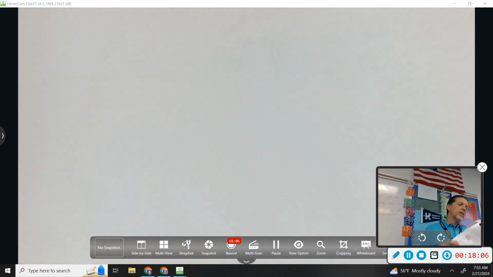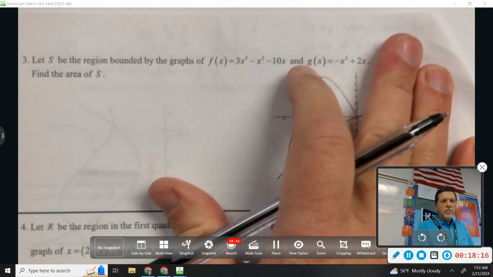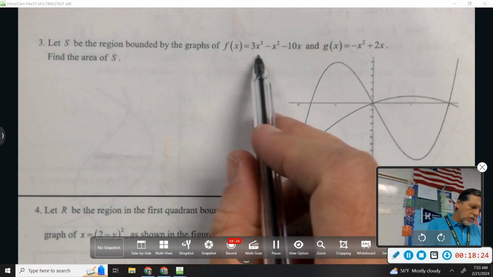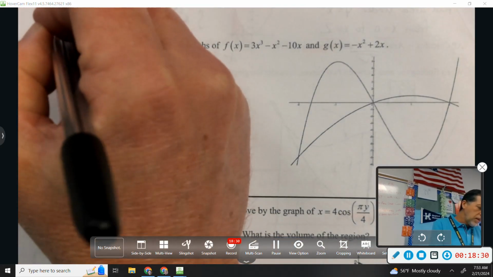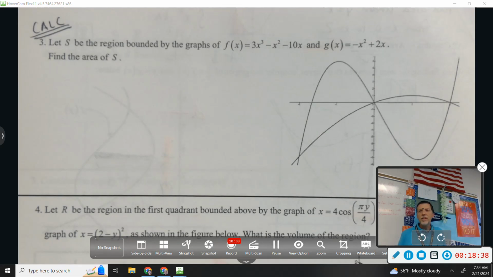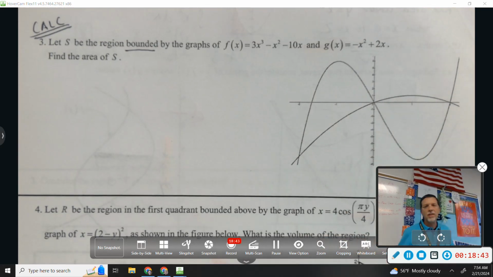Let's do a couple more. This time we can start using a calculator so we can get some cleaner answers, and we'll start to understand if our answers make sense. Number 3. Let S be the region bounded by the graphs of f of x equals 3x cubed minus x squared minus 10x. Again, we're using a calculator on this one. And g of x equals negative x squared plus 2x. It doesn't say from where to where, it just says bounded. But I see some limits on the picture.